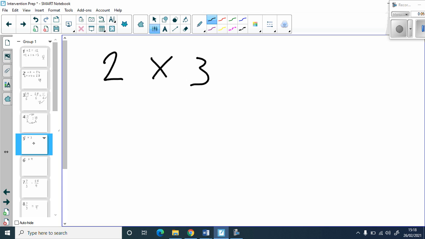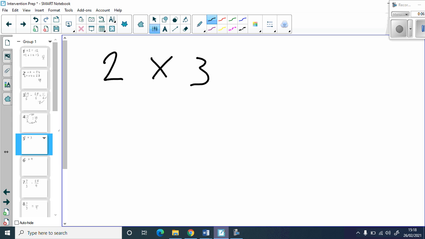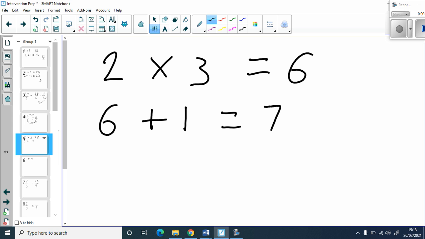So 2 times 3, well, remember we're converting our whole mixed numbers into improper fractions. So do a whole number times our denominator, and you get the answer 6, and then you must add on your numerator, which is 1, and you get the answer 7. Don't forget though, your denominator stays the same, so we've got 7 thirds.